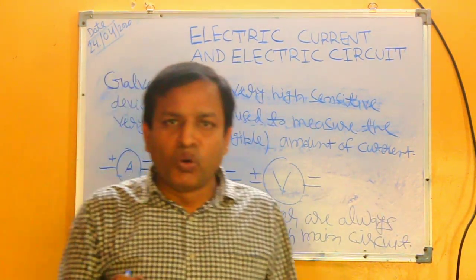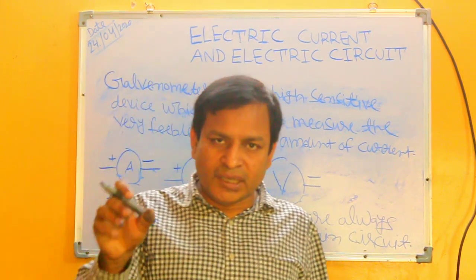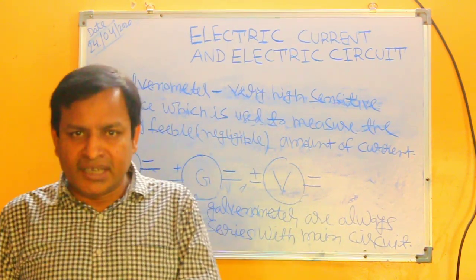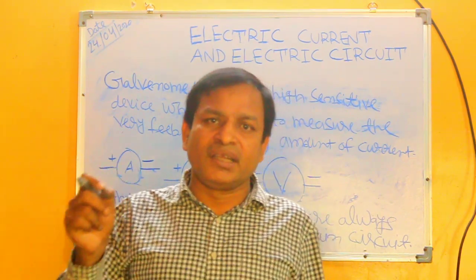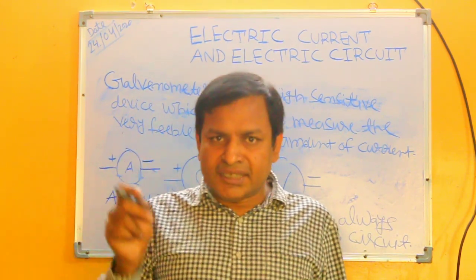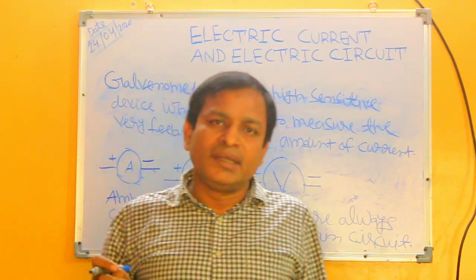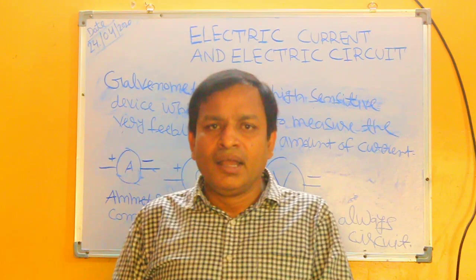On the other hand, the voltmeter is always connected in parallel combination to the resistor. If we connect the voltmeter in series combination, then no current will flow through the circuit because the resistance of the voltmeter is infinite. It means it does not allow the flow of electric current through it.